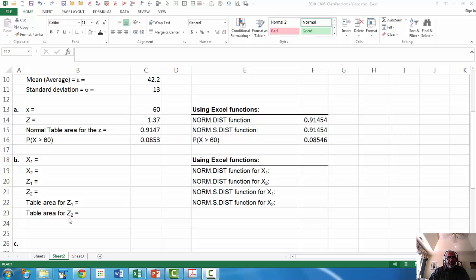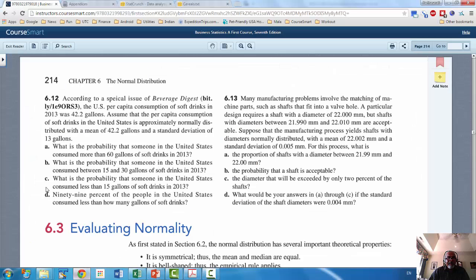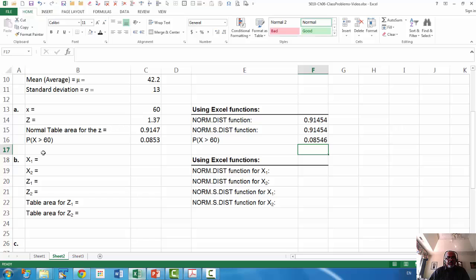Now let's look at B. So B is: what is the probability that someone in the United States consumed between 15 and 30 gallons of soft drinks? So 15 and 30. So we are given two different X values, 15 and 30. Okay. So we have to compute two different Z values.